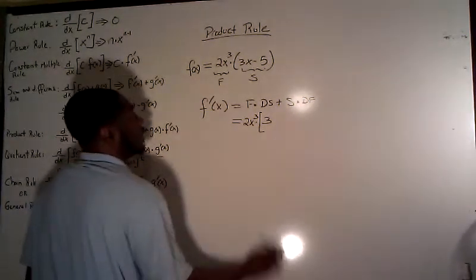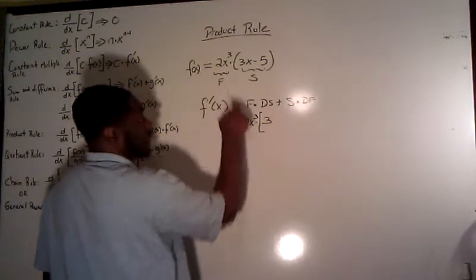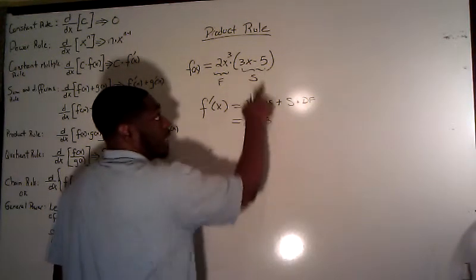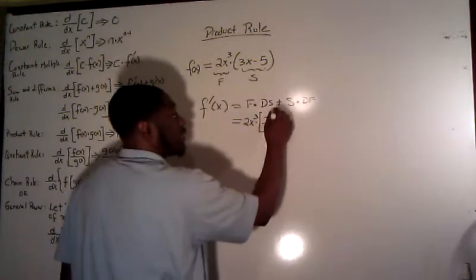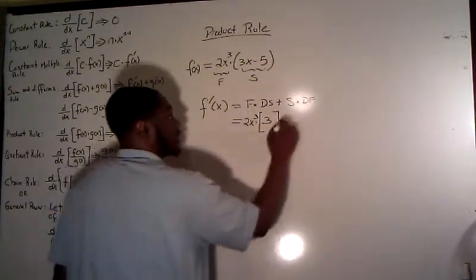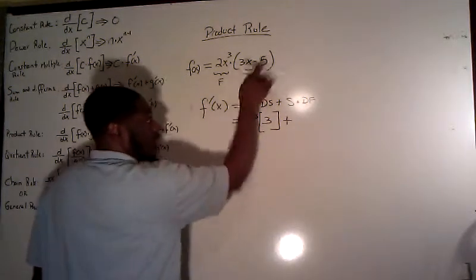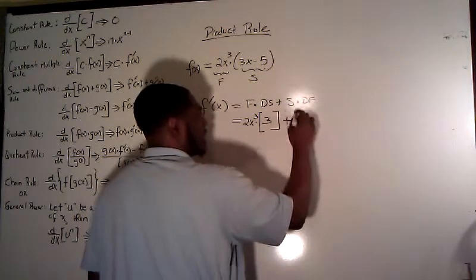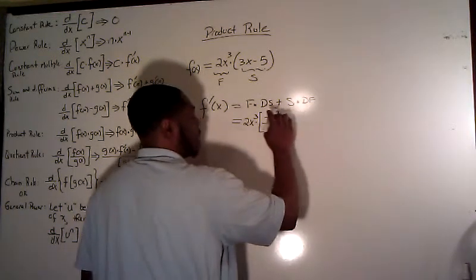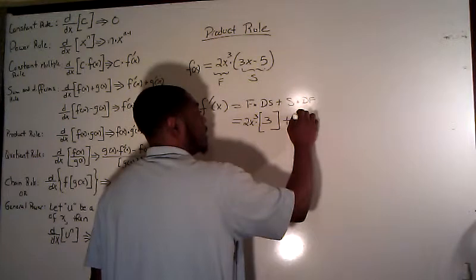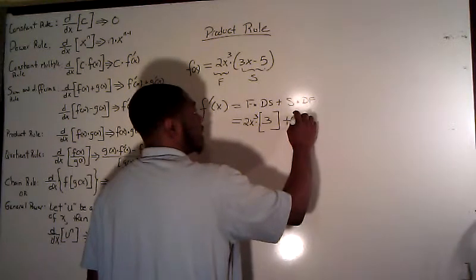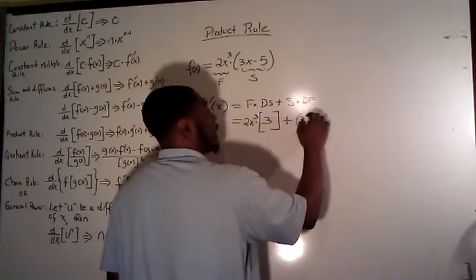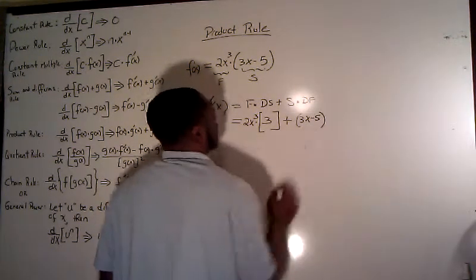All right, so it's the first, which we have here, times the derivative of the second. The derivative of this is just 3. The derivative of a constant is 0, so that just goes. So that's all the derivative of the second. Plus the second, which is this whole function here, and I'm using brackets as a distinguishing factor. You can use parentheses, but I'm using brackets to make things less confusing. So the second is 3x minus 5, and that's times the derivative of the first.